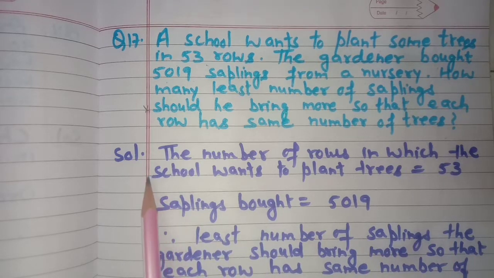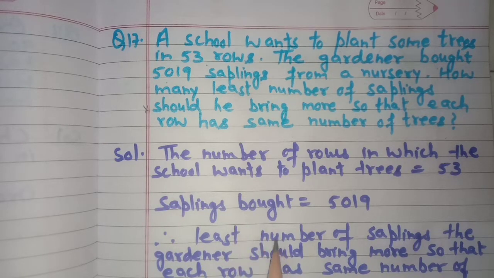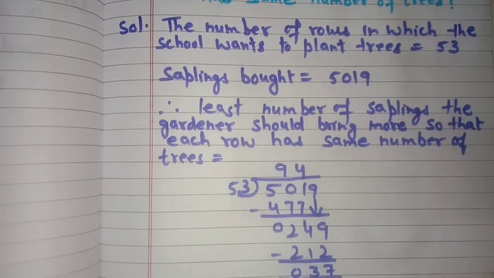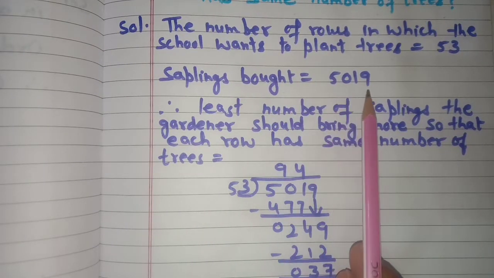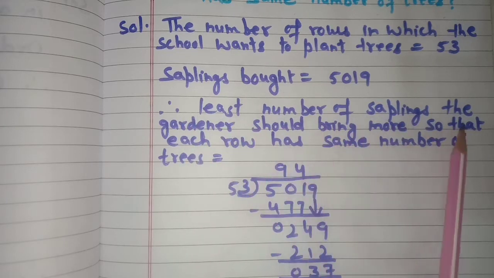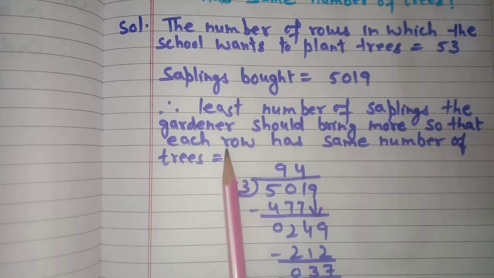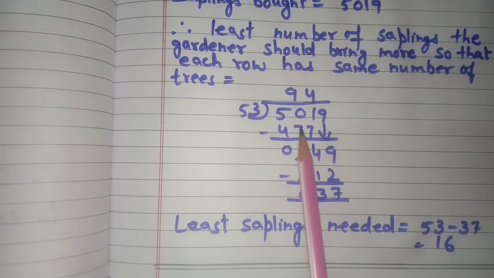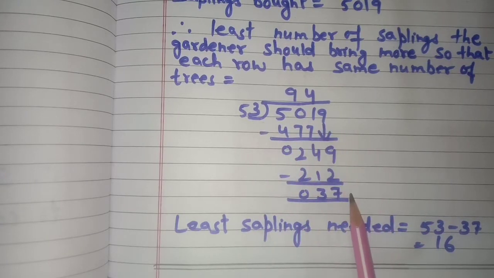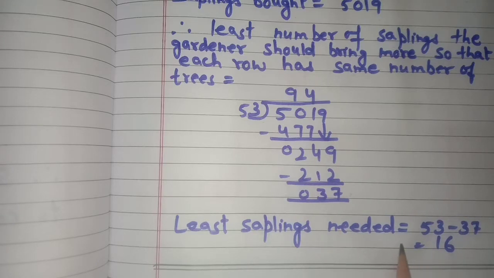So let's write the solution and find how many least number of saplings he should bring. The number of rows in which the school wants to plant trees is 53. Next is saplings bought by the gardener, it is 5019. Therefore, the least number of saplings the gardener should bring more so that each row has the same number of trees. For that, we need to divide. So, let us divide 5019 by 53. After dividing, you will get the answer as 37 as the remainder and 94 as the quotient. Fine. Now, what will be the least number of saplings needed?